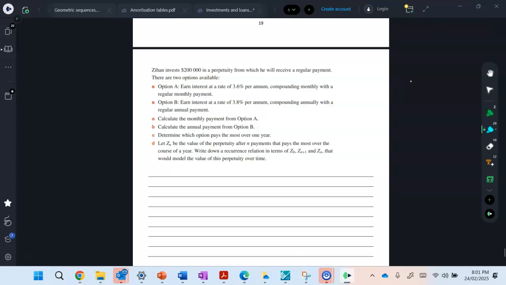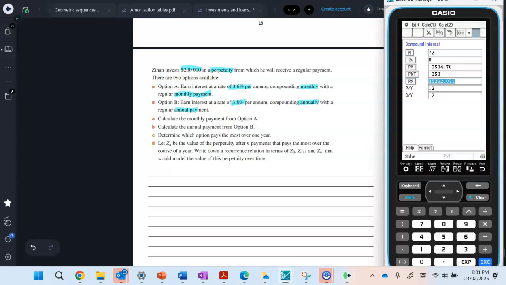Zihan invests $200,000 into a perpetuity from which he will receive regular payment. There are 2 options available. Option A earns this per annum compounding monthly with a monthly regular payment. And second one, compounding annually with a regular annual payment. They're always the same. Calculate the monthly payment from option A, and then we're doing B. All right, so let's have a look at both of them. Now remember, for a perpetuity, your principal value and your future value are the same. For your N, it can be anything, so other than 0, so we're just going to put 1.